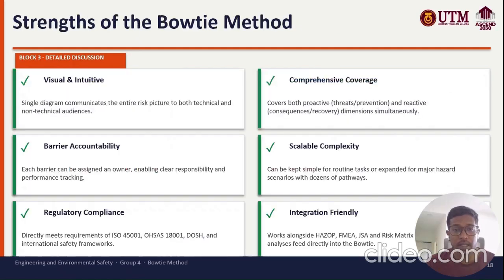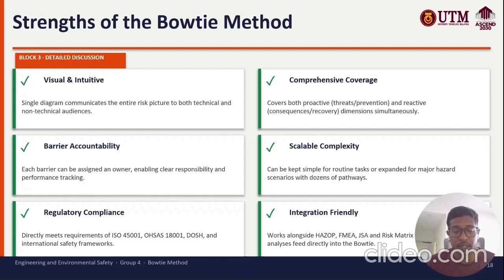Next we look at the strengths of the bow tie method. We look at why the bow tie method has gained such wide adoption. What makes it stand out from other risk assessment tools? Firstly, it is visual clarity. This is probably the biggest selling point. You can put a bow tie diagram in front of a senior manager, a frontline worker, or a regulator, and all of them can understand it. It doesn't require deep technical knowledge to read. That's quite rare in a risk management tool.